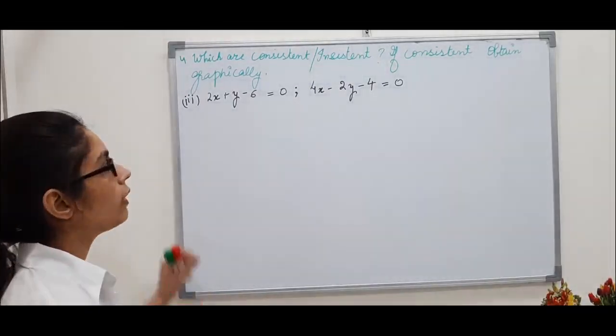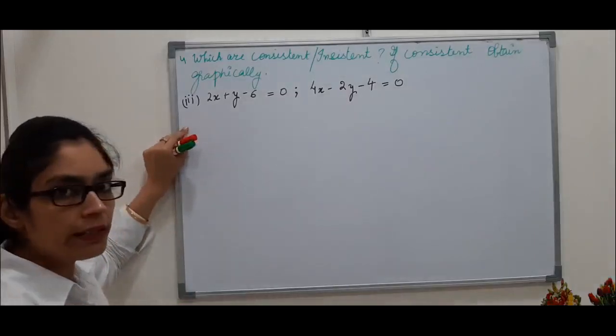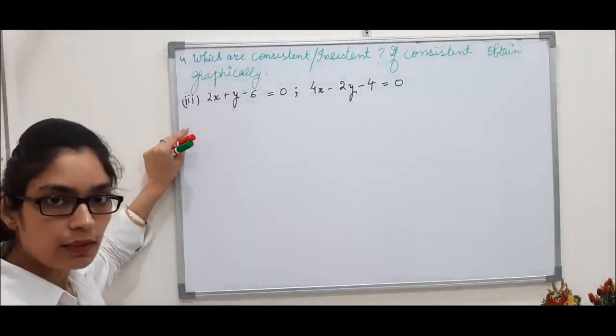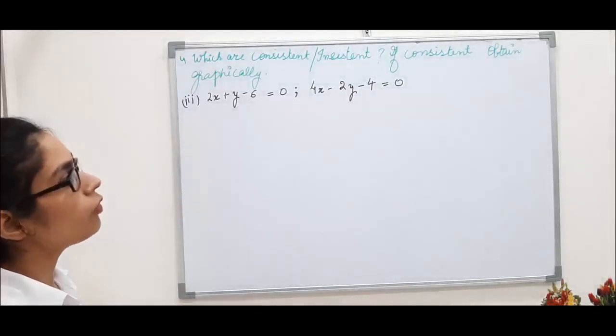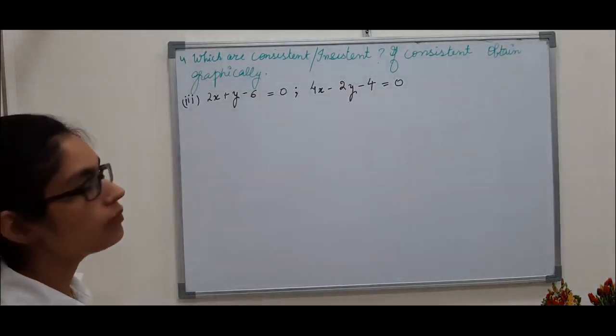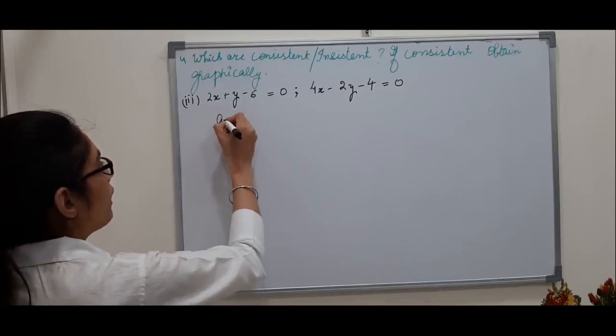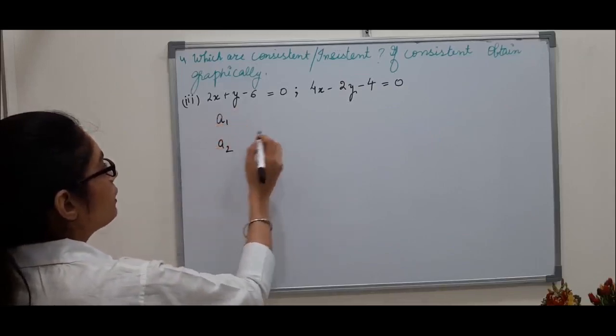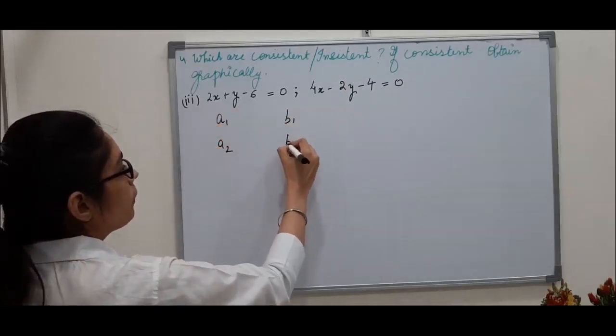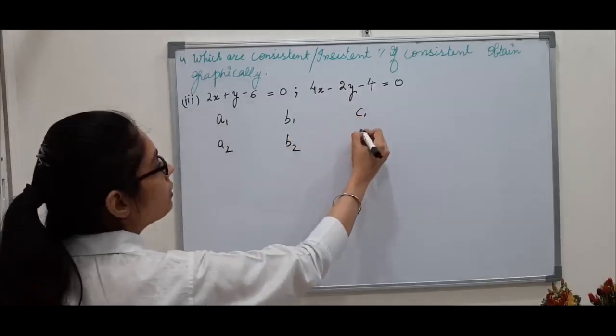So let's find it out. In order to find whether the solutions are consistent or inconsistent, we will follow the same rule which we have learned in the starting. I will write the values of A1, A2, B1, B2, C1, C2.